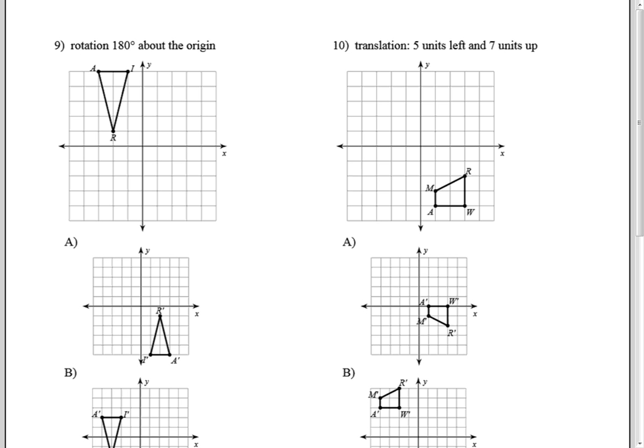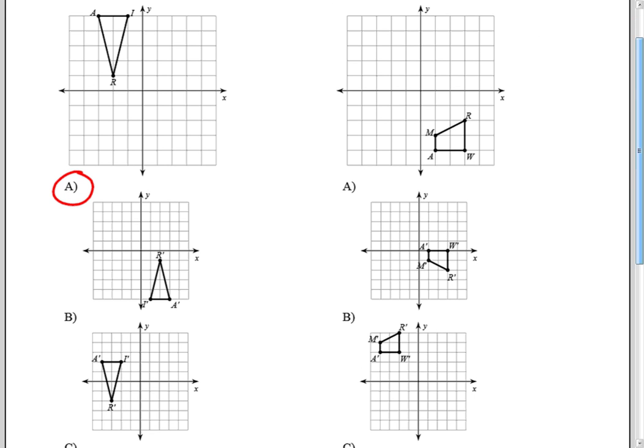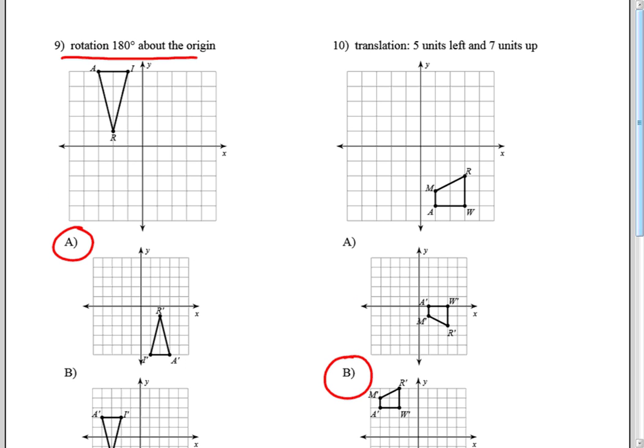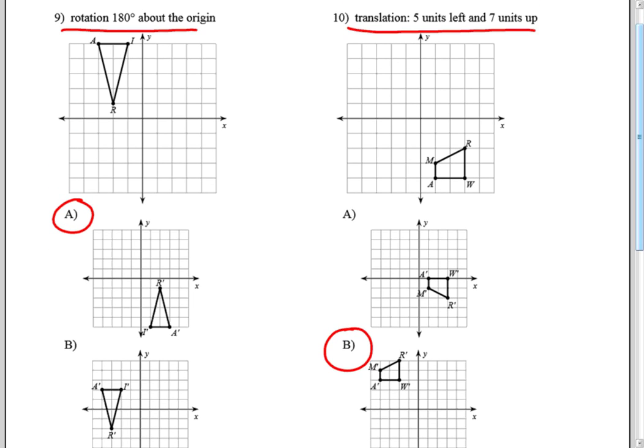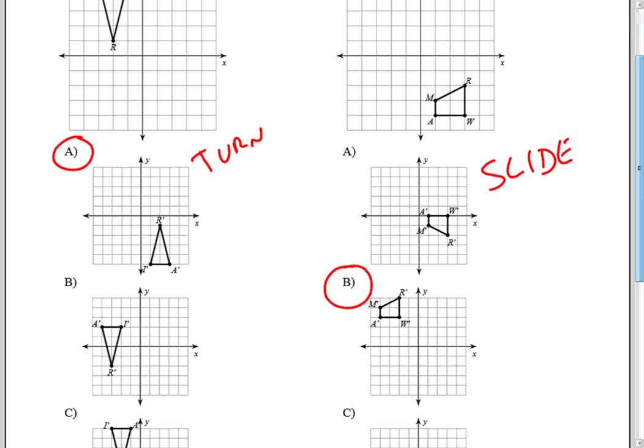Somebody give me 9 and 10. What do you got, Emma, for 9 and 10? A and B. So up just a little bit. And B, what were the directions again? 9 and 10. Graph using the transformation given. So we started with a turn, then we had a translation or a slide. Turn. This was a slide. Is that it for that page?